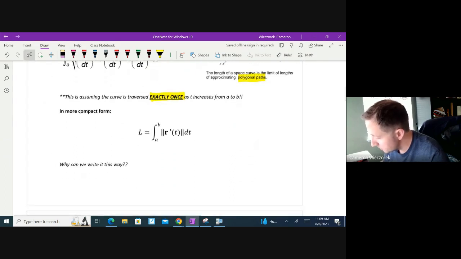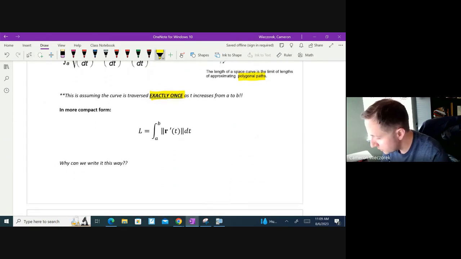You can write this in a more compact way using vector notation. One way you'll see often this year that we express the arc length of a space curve is the integral from a to b of the magnitude of the tangent vector r prime of t.